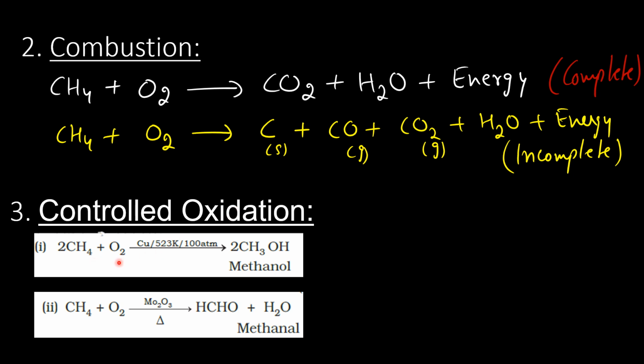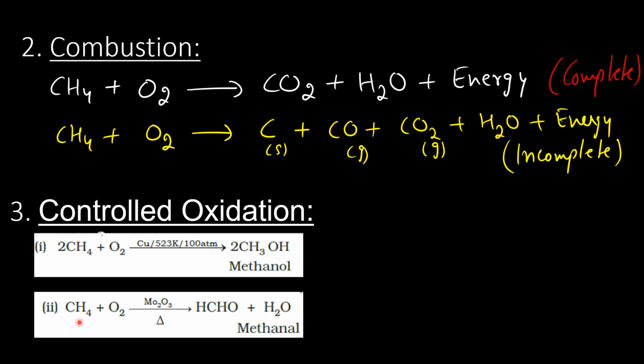So what is a controlled oxidation? It is a regular supply of oxygen at high temperature and at high pressure with some catalyst. So when we are doing some chemical reaction with the help of catalyst and under the condition of temperature and pressure, it will result in a required product. Like if I want to form alcohol in this reaction, what I will do, I will treat methane with the regular supply of oxygen in the presence of copper and at 523 Kelvin temperature and 100 atmosphere pressure, then it will result in the formation of methanol, which is an alcohol.